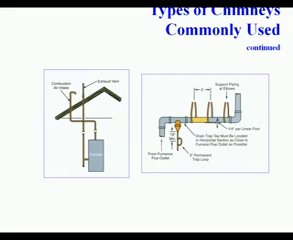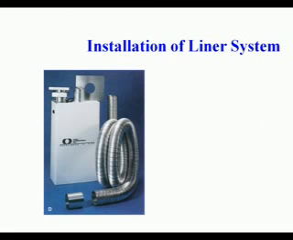Common types of chimney used are the Class A, which is masonry type, or Class B, which is double wall metal type, as shown on the left. We can also use PVC for the higher efficiency furnaces, or we can use a metal liner inserted the entire length of the masonry chimney.